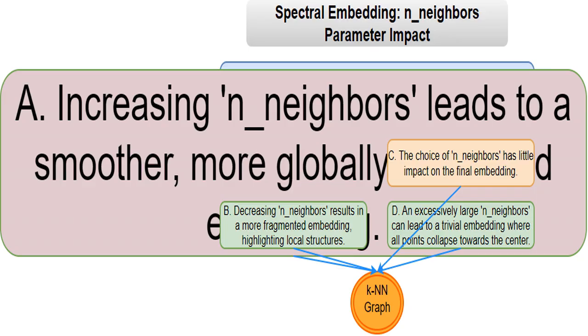An excessively large n_neighbors value makes the graph too interconnected. Imagine a social network where everyone is friends with everyone. You lose the unique clustering and the data points become less distinct in the embedding, essentially collapsing toward a central point. This creates a trivial embedding that loses the rich structure within the original data. We want to avoid this.